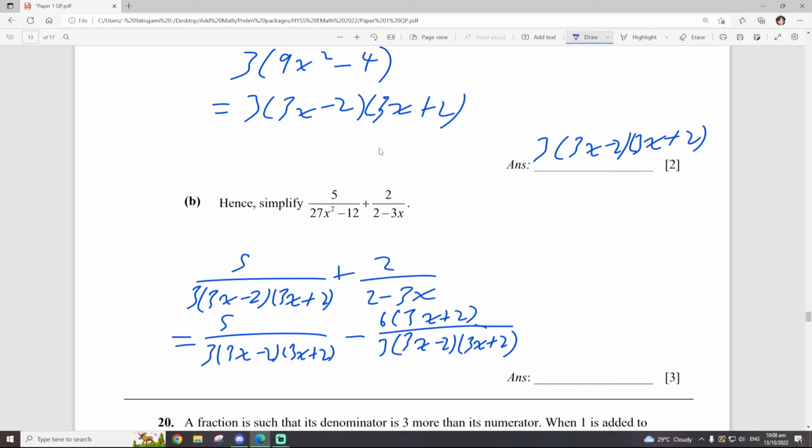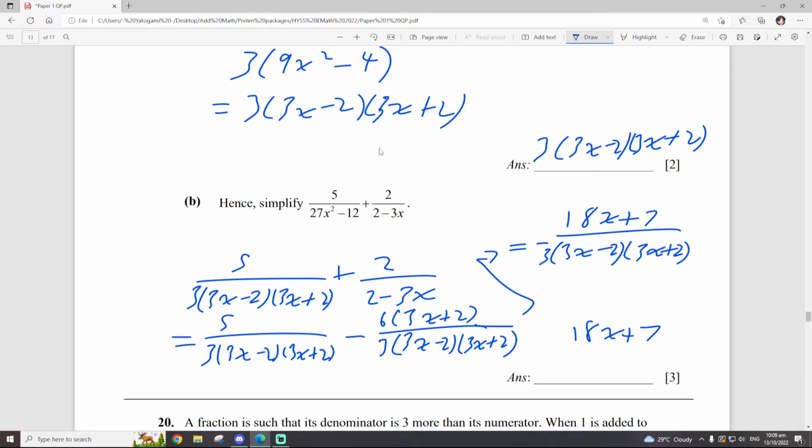So let's see what we get. So this is minus 12, so this is 5. Okay, so this equals negative 18x and minus 7. So minus (18x plus 7) divided by (3x minus 2)(3x plus 2). Yeah. If you want, you can write this as (18x plus 7) divided by (2 minus 3x)(2 plus 3x). But I don't think it matters.